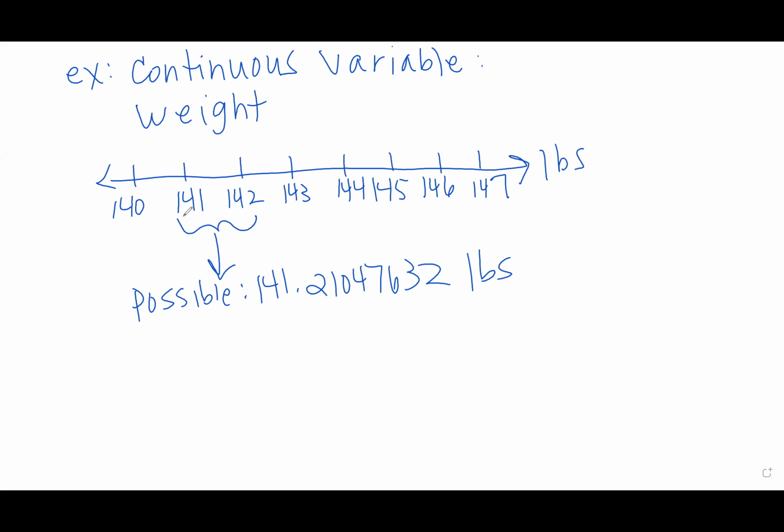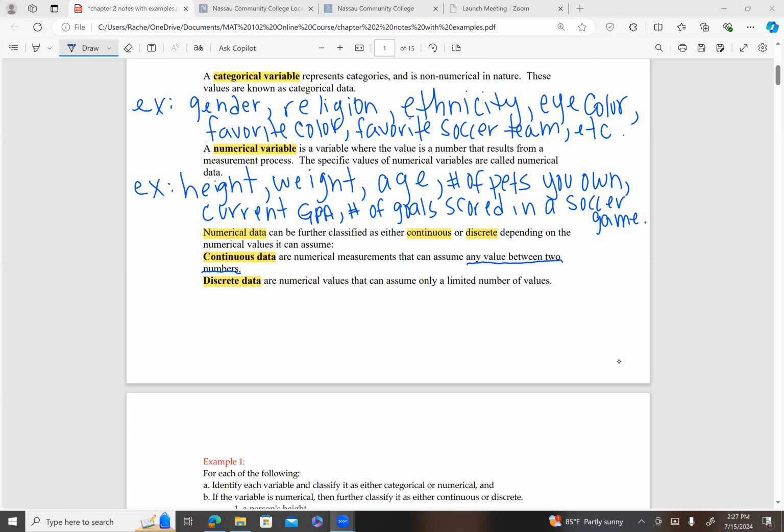Same for, I just happened to pick 141 and 142. You could have picked 146 and 147, right? There's also an infinite amount of weights that a person could assume between 146 and 147. So weight is continuous. Another example, and I'll list this, so let's go back to the worksheet.